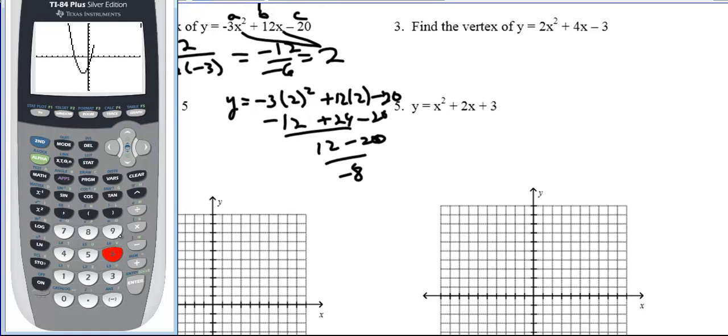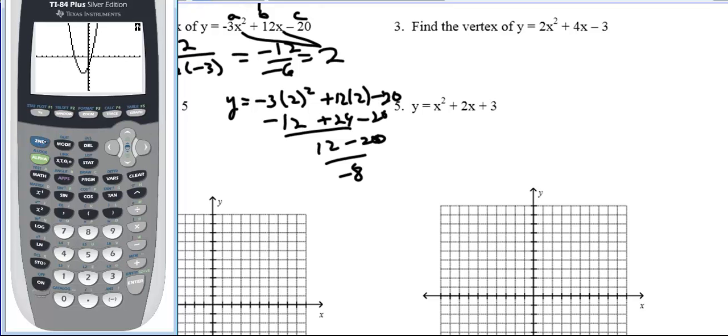And now I'll get my graph. Okay, so that was a good review of turning on and off stat plots for when you have to do that in Unit 8B. Alright, so here's my graph. And the reason why I do this is because if I want to locate the vertex, I have to know if it's a max or a min. So by looking at it this way, I know it's at the bottom. That makes it a min.